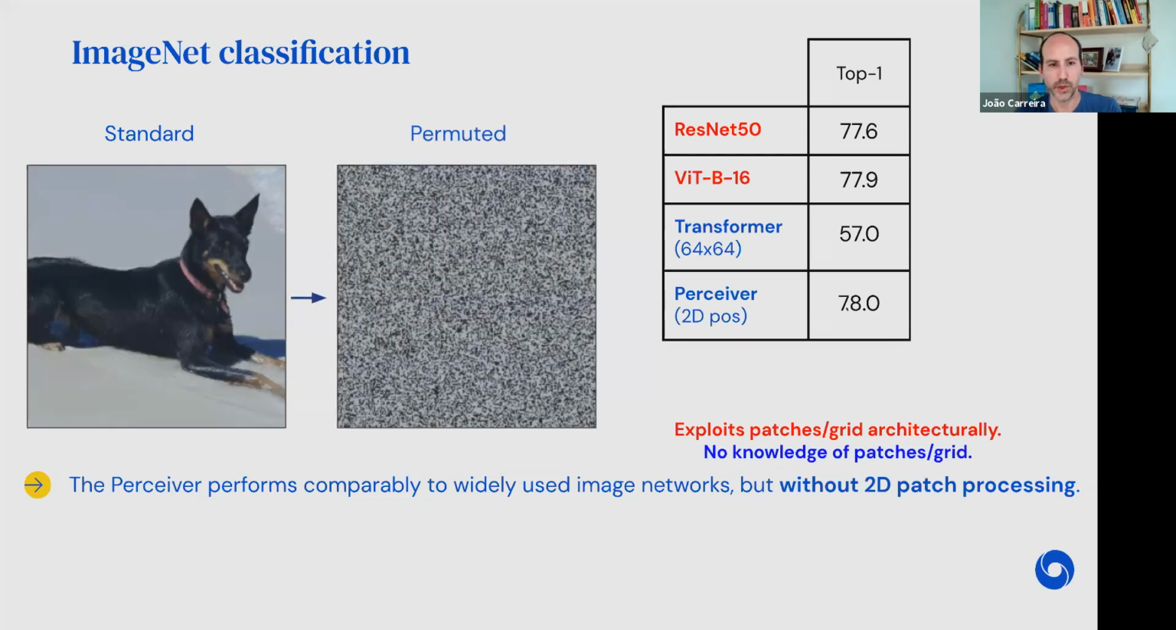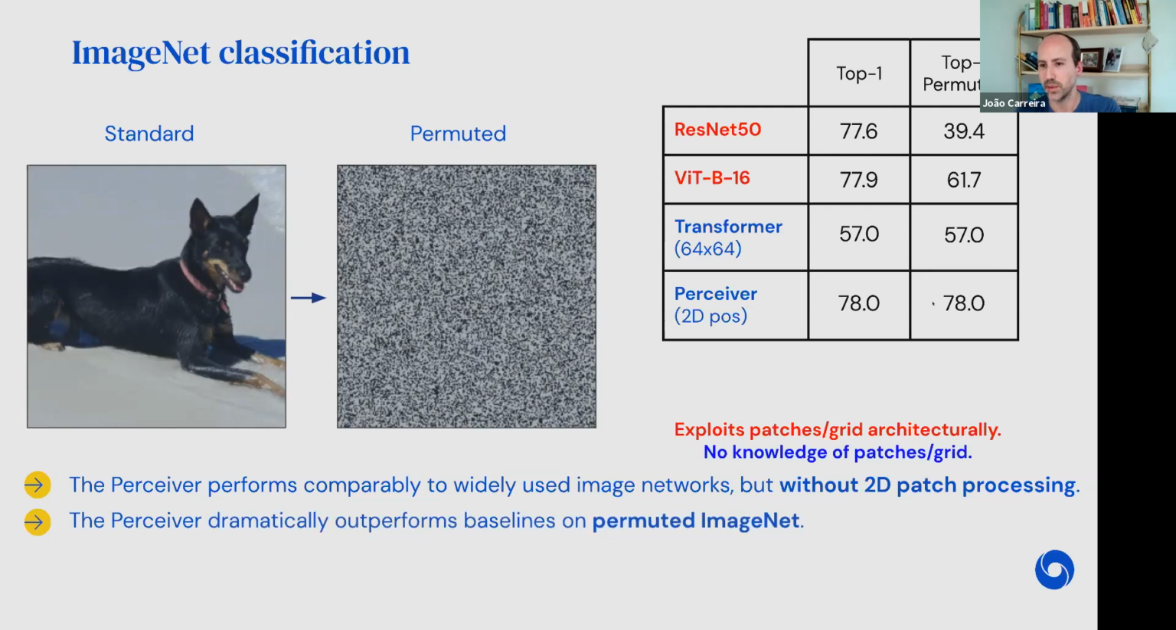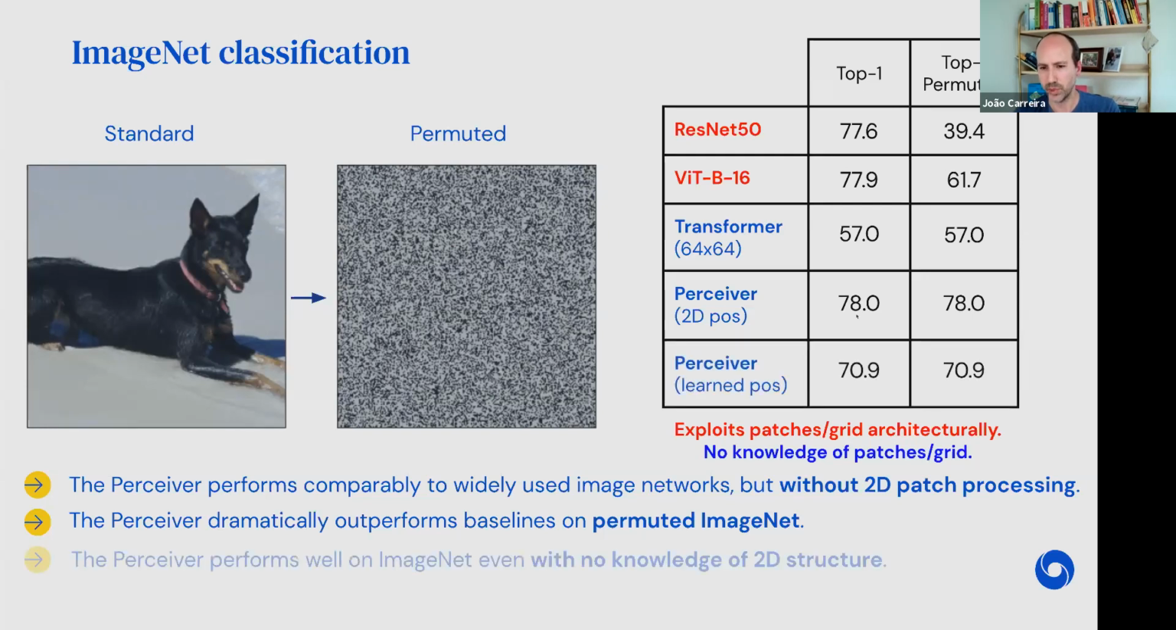And you can even permute the pixels in a fixed way and recompute these results. For the Perceiver, it's exactly the same, and for the transformer, because they're fully permutation invariant. Whereas for the models that assume a particular grid structure, the performance degrades quite a bit. We also tried the Perceiver without any positional information, where even the position is a learned embedding, and it still works quite decently at 70.9. So here we don't feed the position, like the XY coordinates, nor these Fourier embeddings of the XY coordinates.